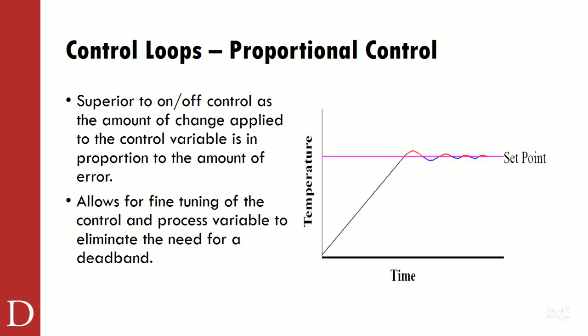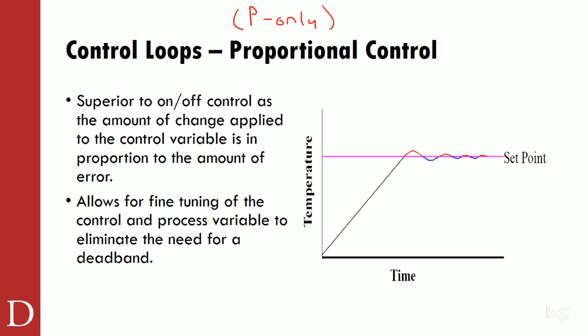Now you'll hear terms like PI, PID, and you'll hear about these control loops. I think people tend to make them more complex than they really need to be. For what we're going to do in this class, we're going to use what's called a P only control. Okay. And what that means is we're going to do proportional control. And this is far superior to on-off control, because the amount of change that we're going to apply to the control variable is in proportion to the amount of error. So rather than just blasting the house with, you know, 80 degree heat, trying to heat up to 75 degrees, we might say, well, we only need to heat up 1 degree. Let's just do a little bit of what we need.